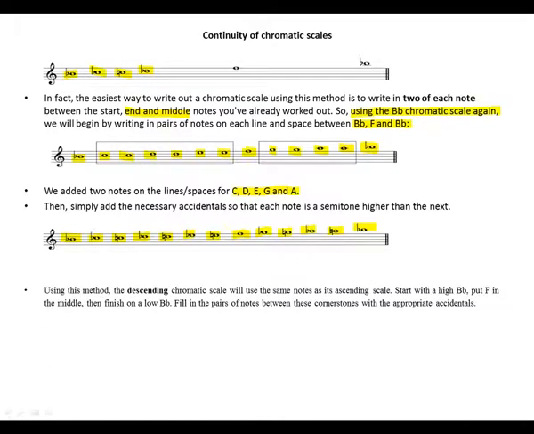Using this method, the descending chromatic scale will use the same notes as its ascending scale. Start with a higher B flat, put F in the middle, then finish on a low B flat. Fill in the pairs of notes between these cornerstones with the appropriate accidentals.